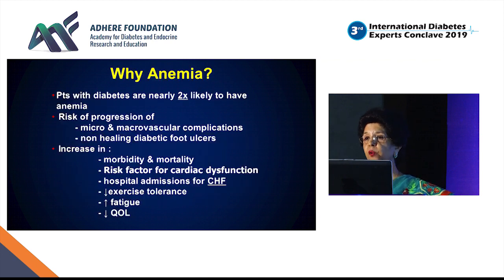So why am I talking about anemia? Because patients with diabetes are 2 times more likely to have associated anemia, with a greater risk of progression of the micro and macrovascular complications, including non-healing diabetic foot ulcers, along with a tremendously increased morbidity and mortality, more because of cardiac dysfunction, CHF.